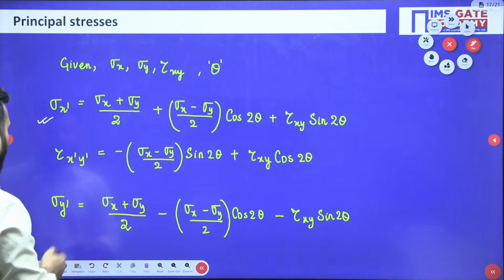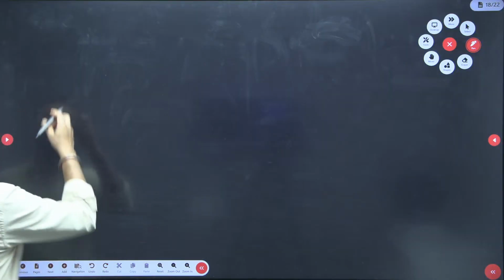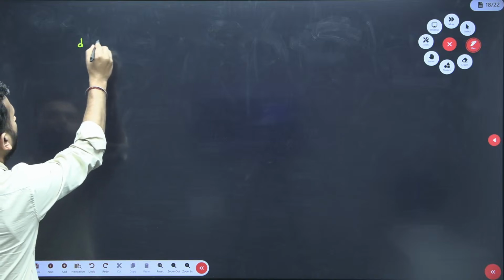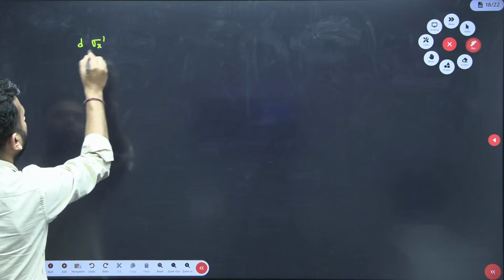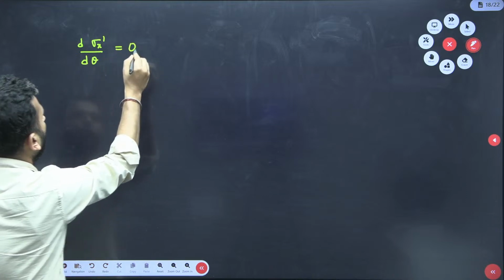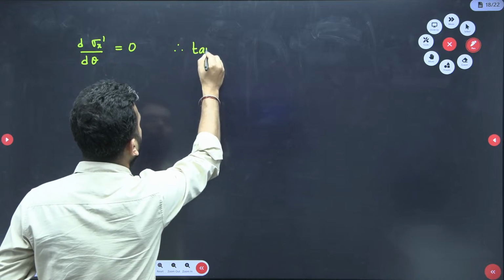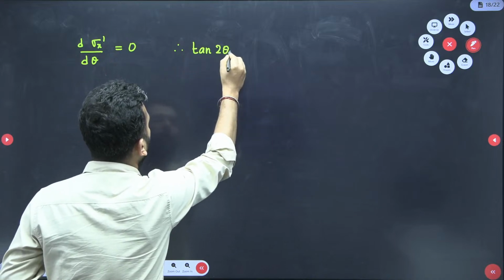When I differentiated this equation, that is the sigma x dash equation, d of sigma x dash with respect to theta, and substituted it as 0, what did we get? We got tan 2 theta p.